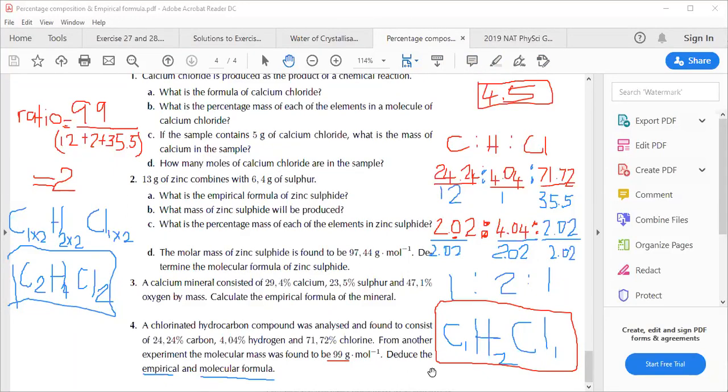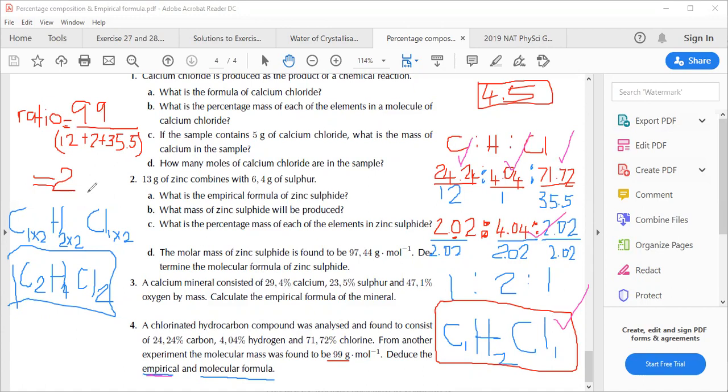When you're doing this, you're going to get a mark for this, a mark for this, and a mark for this. That's 3 by dividing by their molar masses. Then dividing by the smallest here, all of them, you get a mark. Then the final answer here, you get a mark. So this is going to be a 5-mark question, only to do the empirical.